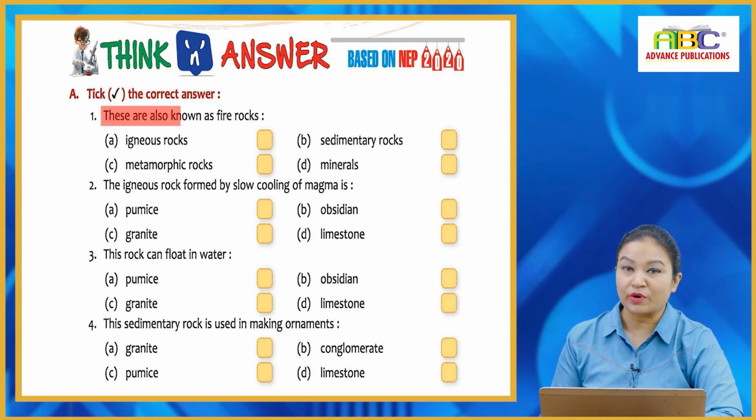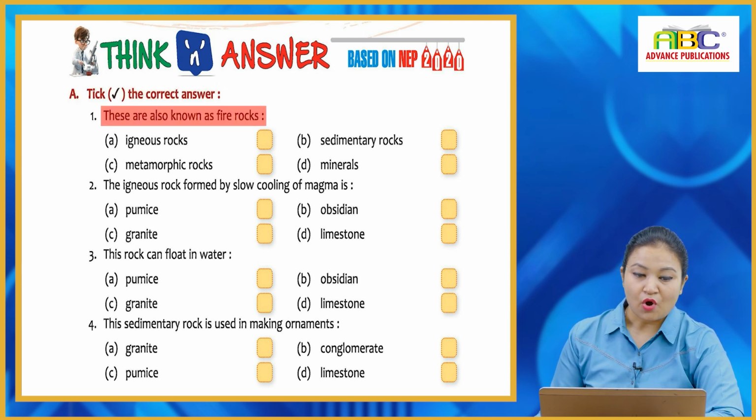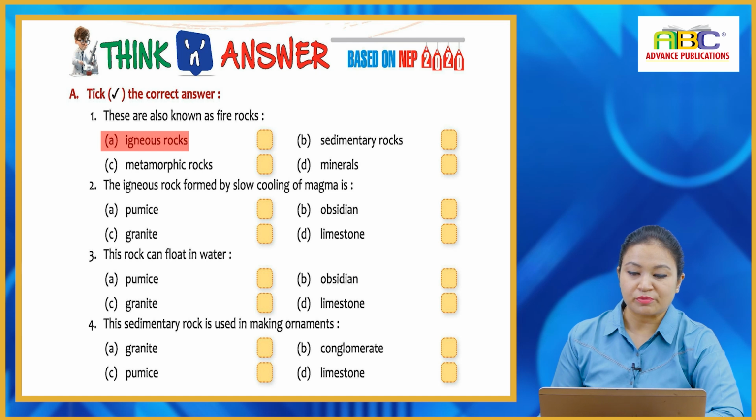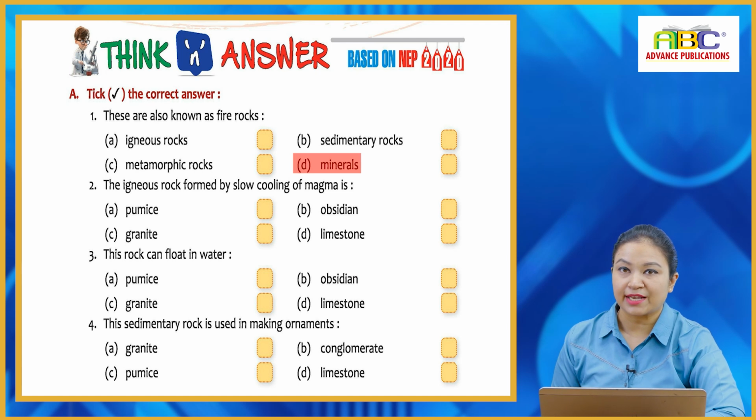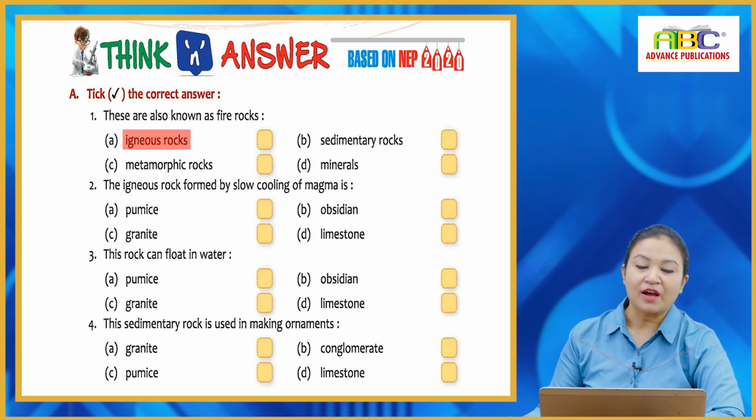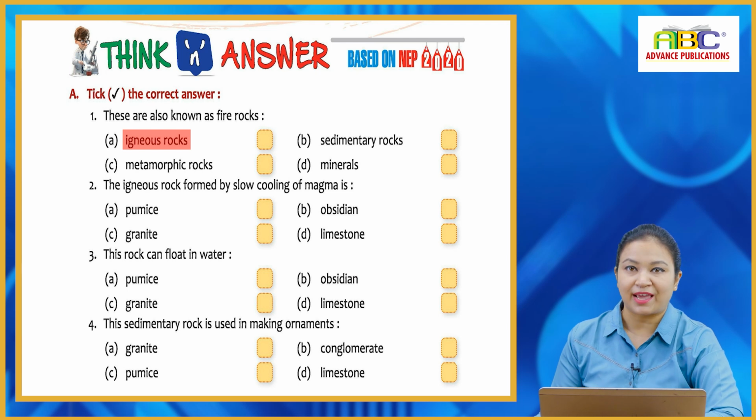These are also known as fire rocks. Option A, igneous rock. Option B, sedimentary rocks. C, metamorphic rocks, or D, minerals. So the correct answer is igneous rock. We call it fire rock also. Igneous rock को हम fire rock भी कहते हैं.